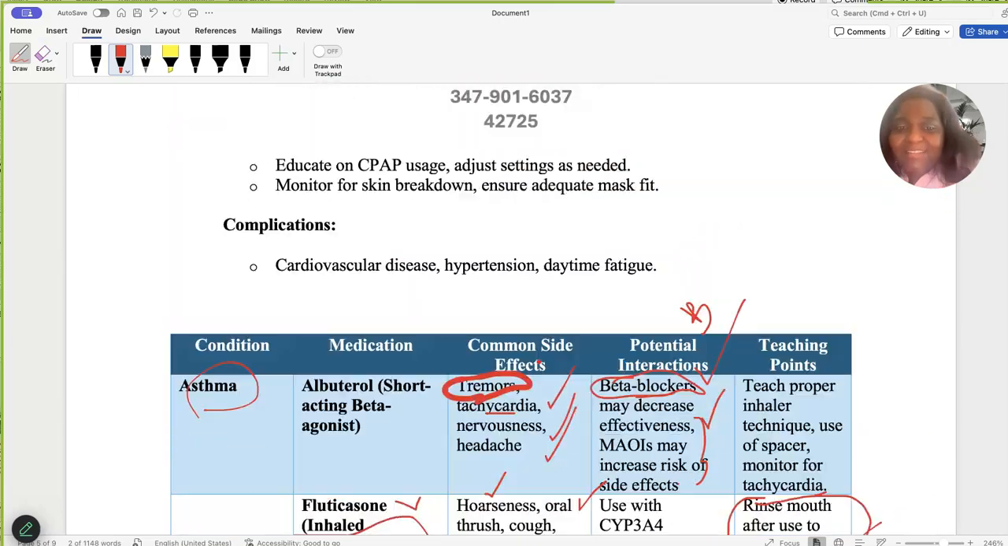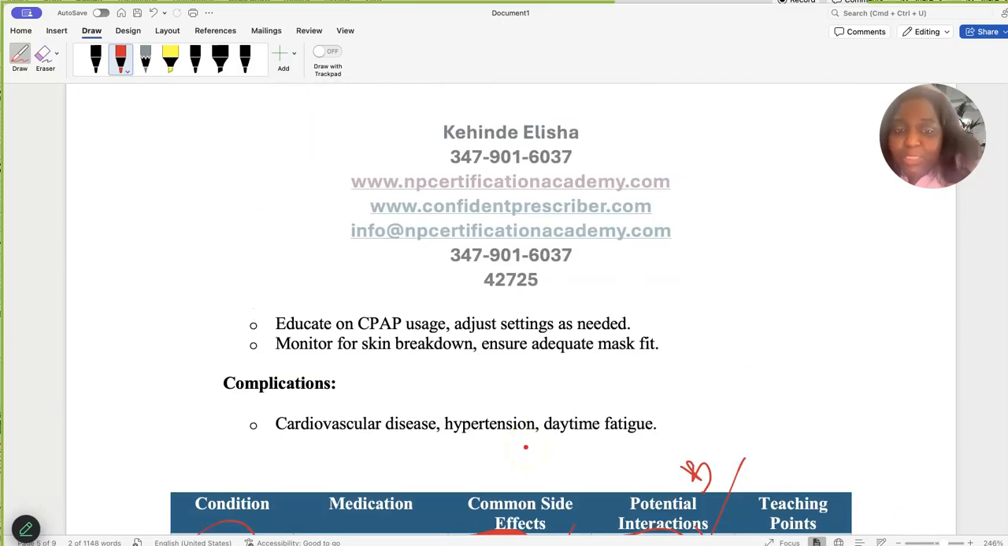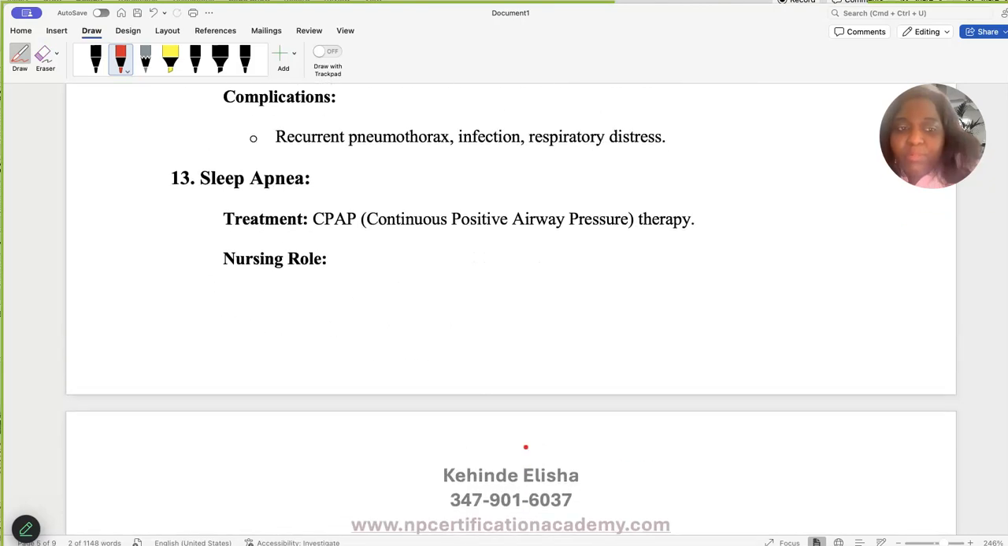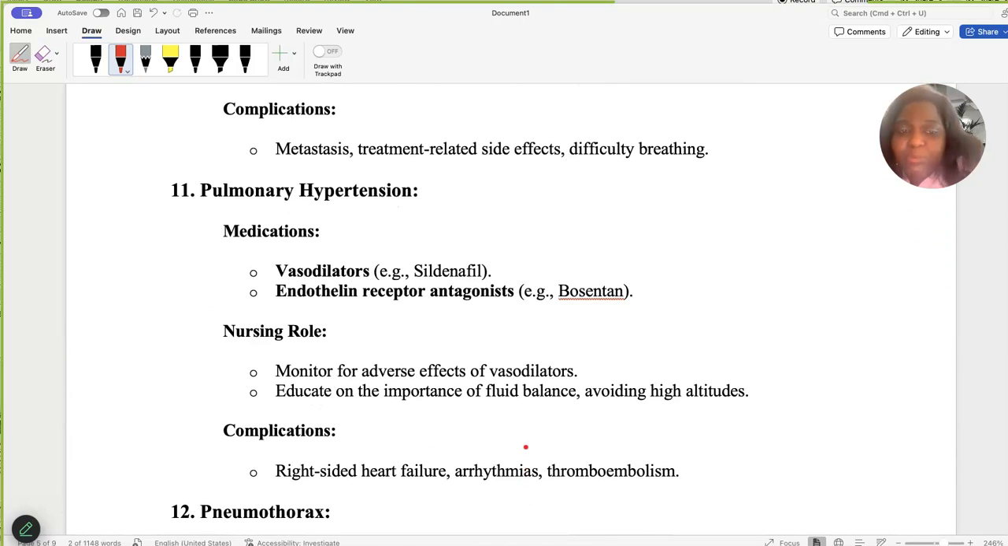That ends the pharmacology of the respiratory system and the 13 respiratory disorders that we just went over.